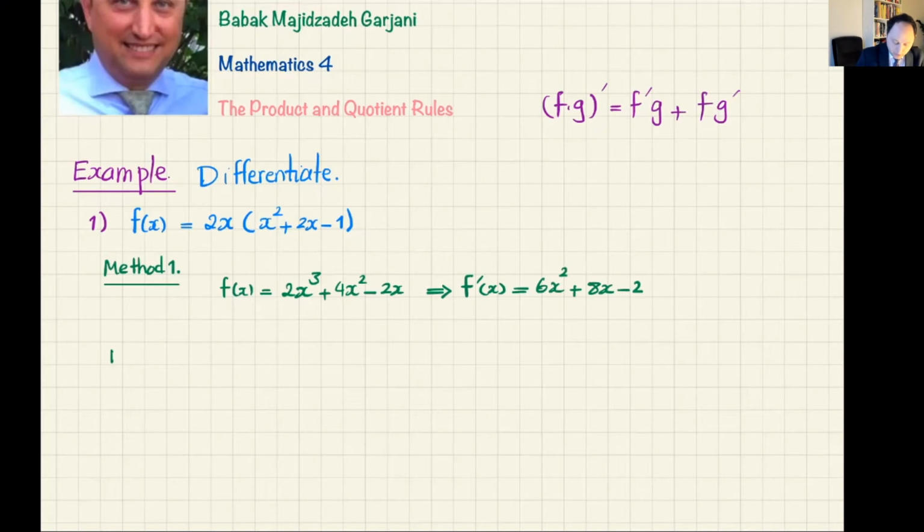But let us use method number 2, where you can also use the product rule right now. Yes, why can I use it? Because that's a product of two functions. So if I want to do it using this method, let me write using the product rule.